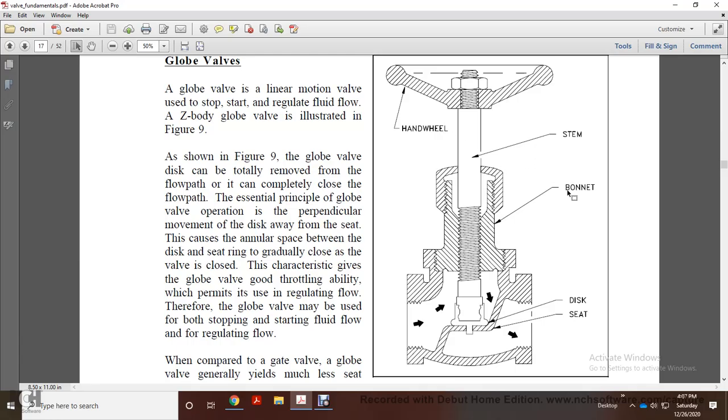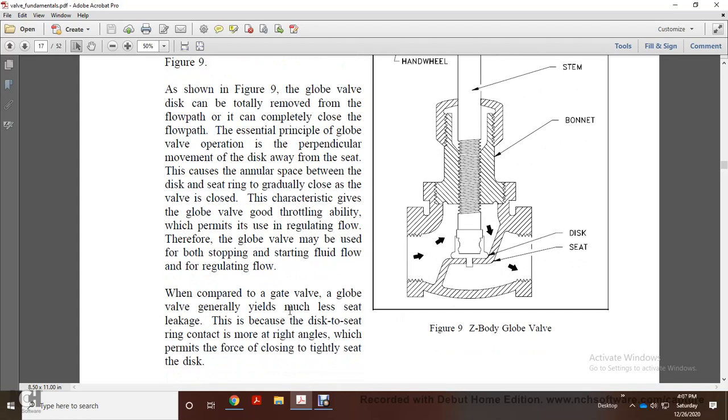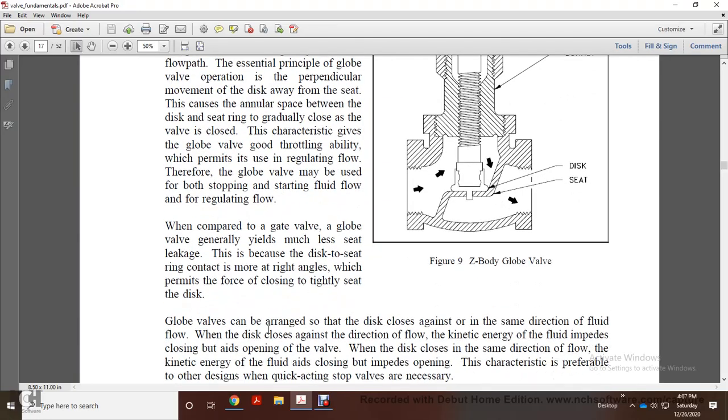It consists of the hand wheel, the stem, the bonnet, and the disc and seat. When compared to a gate valve, the globe valve generally yields much less leakage because the disc to seat ring contact is at right angles. This permits forced closing into a tight seal at the disc.